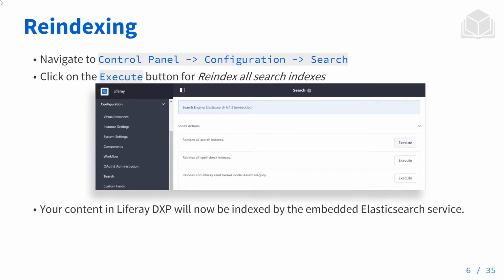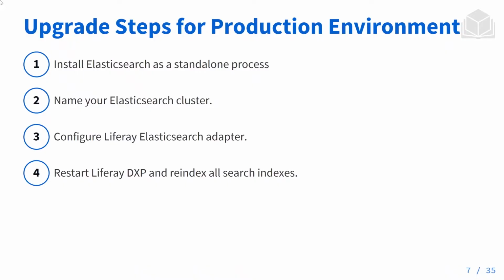All you need to do is head over to your control panel. Under the configuration section, you're going to find another section called search. Over in that search section, you're going to find a button that says execute that lines up with a heading called reindex all search indexes. Click that button, Liferay reindexes everything, and boom, you're pretty much there. So that's, again, non-production.